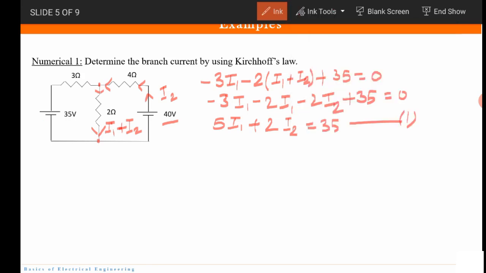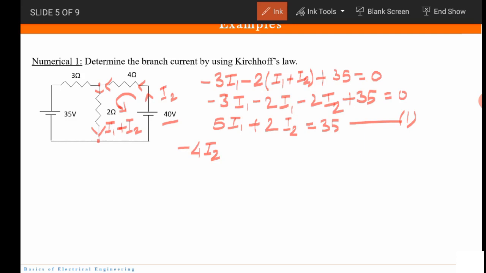Now we will talk about this loop, and this we will consider to be in the anti-clockwise direction. So we are moving from right to left. The current which is flowing through the 4 ohm resistor is also moving from right to left. So we have to take it to be minus because we are moving in the same direction. So the equation becomes minus 4 I2, because I2 is flowing through 4 ohms and we are moving in the same direction, so it has to be negative.